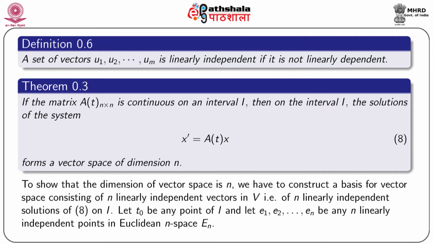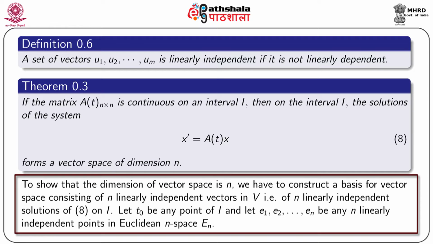The next theorem states, if the matrix A, which is of order n, is continuous on an interval I, then on the interval I the solutions of the system x' is equal to A(t)x form a vector space of dimension n. To show that the dimension of the vector space is n, we have to construct a basis for the vector space consisting of n linearly independent vectors in V, that is, of n linearly independent solutions of 8 on the interval I.